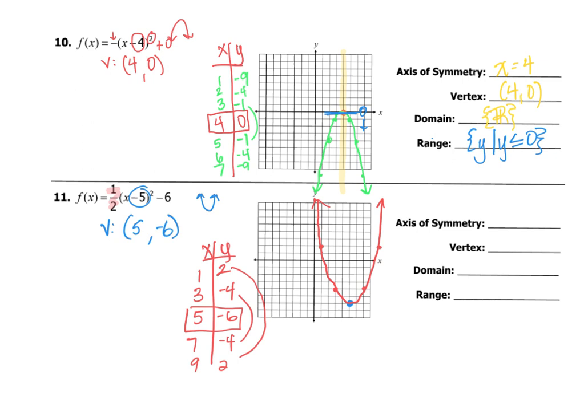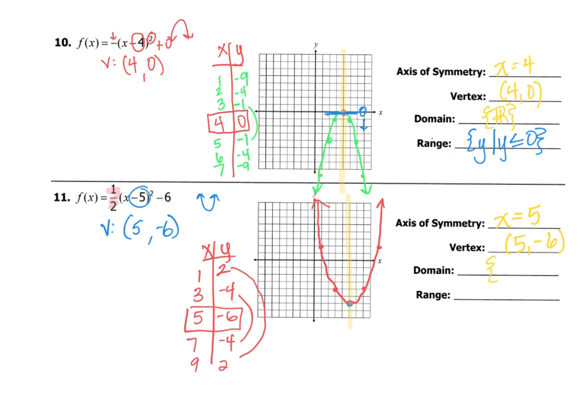But we still have symmetry, we still have a vertex, we still have an axis of symmetry that we can all identify. So this vertical line that cuts it into 2 equal parts is at x equals, the x value of our vertex, 5. The vertex is 5, -6.